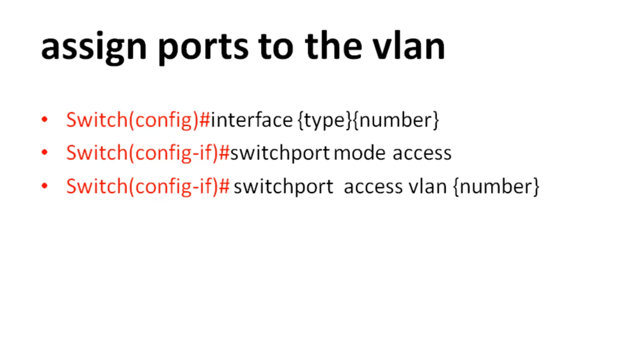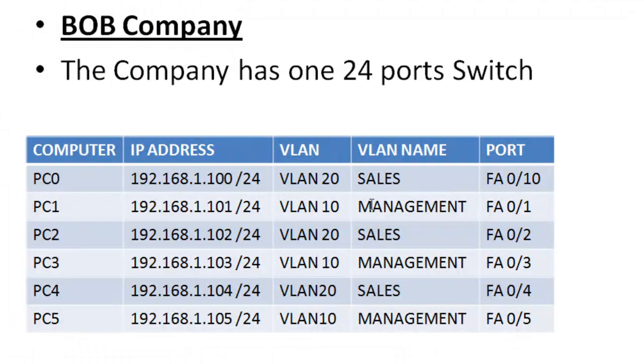But before that, we have to go back to the table and see what the assignment is going to be, because we have to put PC0 and PC2 and PC4 to VLAN 20. So that's what we need to do first. So the ports we have are FA0/1, FA0/2, and FA0/4. So let's go right now to Cisco Packet Tracer.